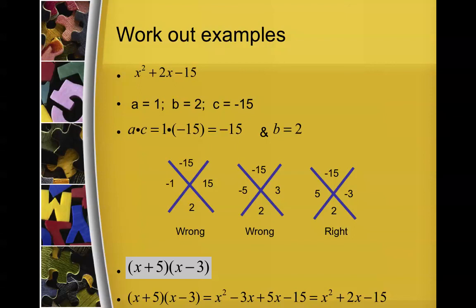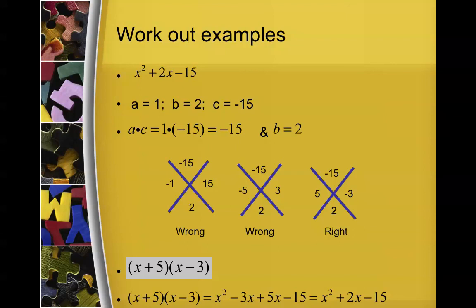So I come up with the combination negative 1 and 15. When I multiply them, negative 1 times 15 does give me negative 15. However, when I add them, they only give me 14 instead of 2. So this is not right. The second combination that I come up with is negative 5 and 3. Negative 5 times 3 does give me negative 15. However, when I add them, they give me negative 2 instead of 2. So this is wrong as well.